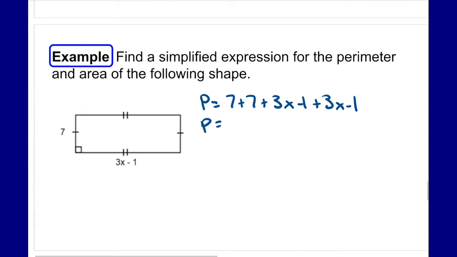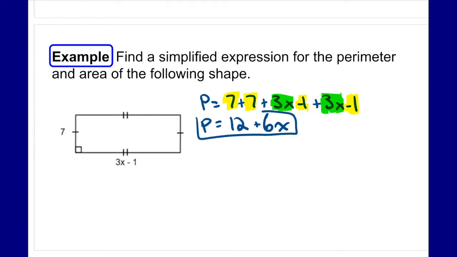When I go through, I look for my like terms. So I have 7s, I have -1s. They're just numbers, so they're like terms with each other. Then I have a 3x and a 3x. They're like terms because they share an x. Now I can add or collect my like terms. So 7 plus 7 is 14, -1 minus 1 is -2, 3x and 3x is 6x. So the perimeter is equal to 12 plus 6x.